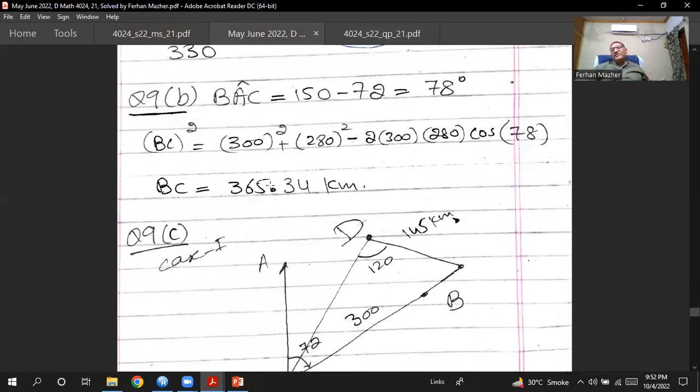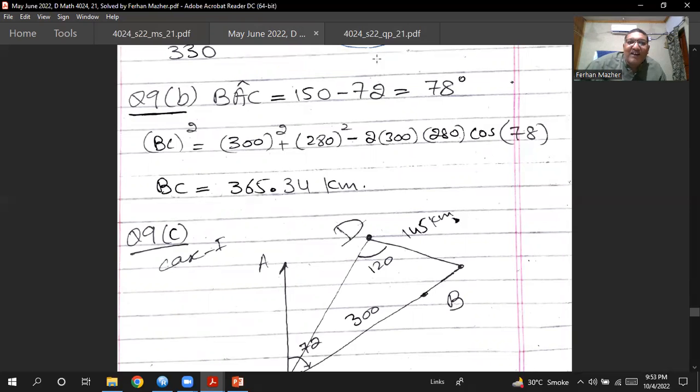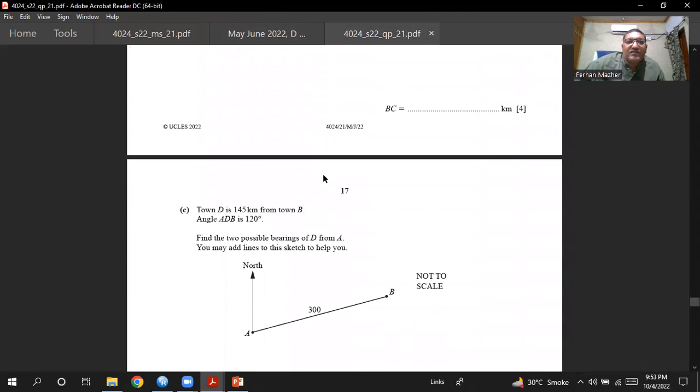So the side BC we can find out very easily. That will be 300 squared plus 280 squared minus 2 into 300 into 280 into cos of 78, and take the square root of the answer. That will be 365.34 kilometers. Let me check. Our answer is right. So this is how you will find the length of BC. Very simple and straightforward, easy peasy question.